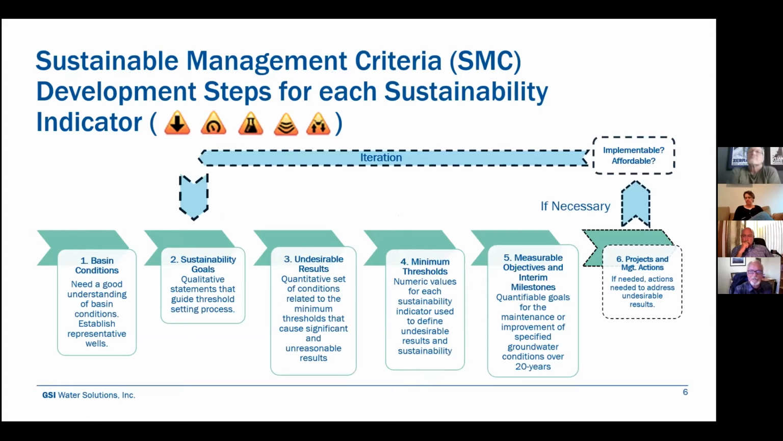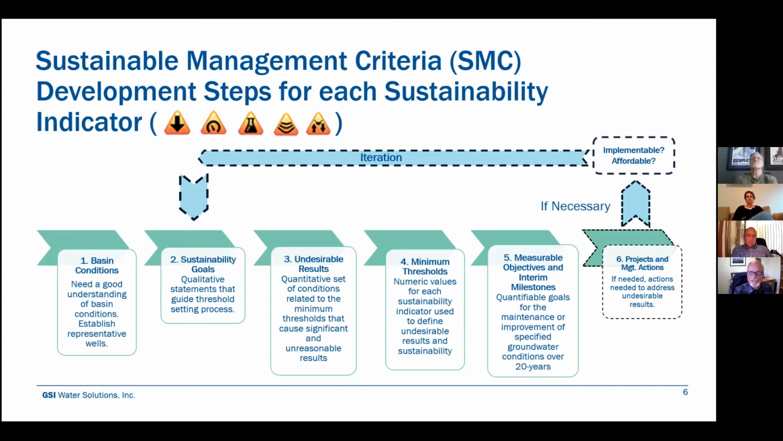You all have seen this graphic in the past. I'm not going to go into excruciating detail, but you can see that in the development steps for sustainability criteria, there are a number of steps: understanding basin conditions, developing sustainability goals, establishing what our undesirable results are for this basin, establishing these sustainability thresholds that include minimum thresholds, the lowest level values, and measurable objectives, which are our targets where we'd like to see the basin operated. And then if necessary, if we find that we do have undesirable results, or we have conditions that we are concerned about, we propose some projects and management actions.